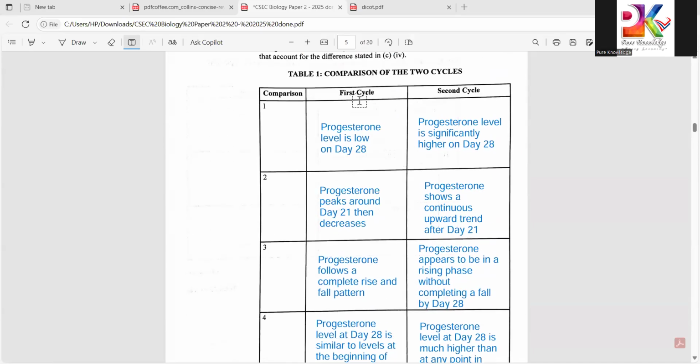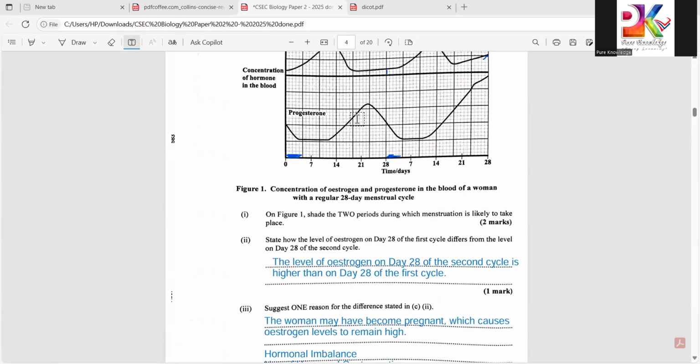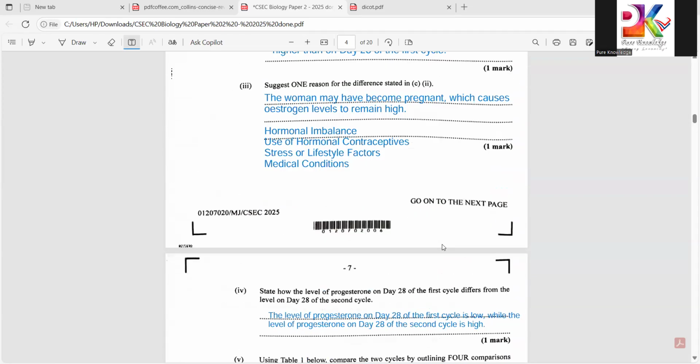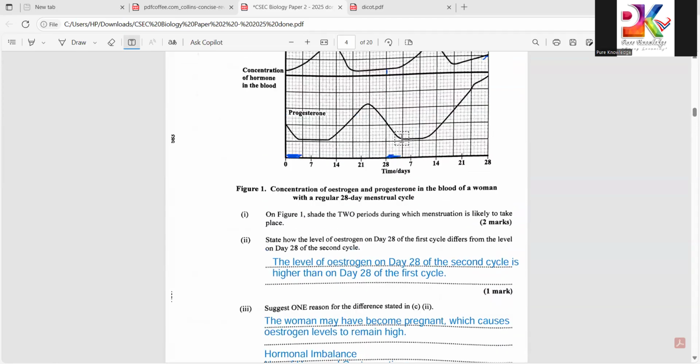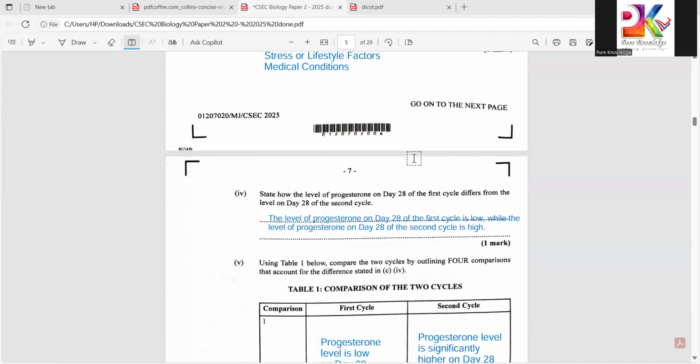The second thing is that the progesterone peaks around day 21, then decreases in the first cycle. So let's see, day 21, progesterone peak, right? Peaks around there, and then it falls, right? In the second cycle, we can see progesterone shows a continuous upward trend after day 21. So let's look at day 21. We would see where after day 21 here, instead of falling, it continues to rise. Right? So we're just typing what we see, guys.